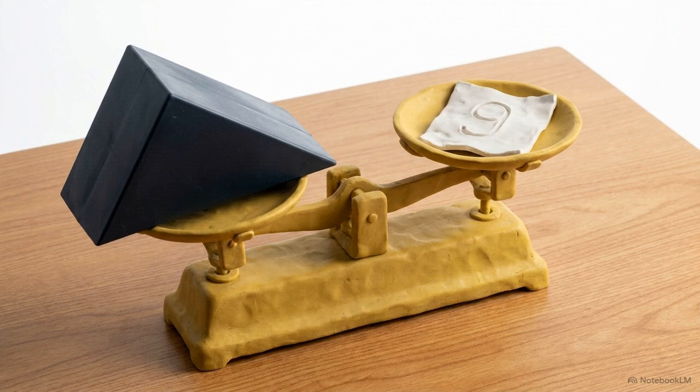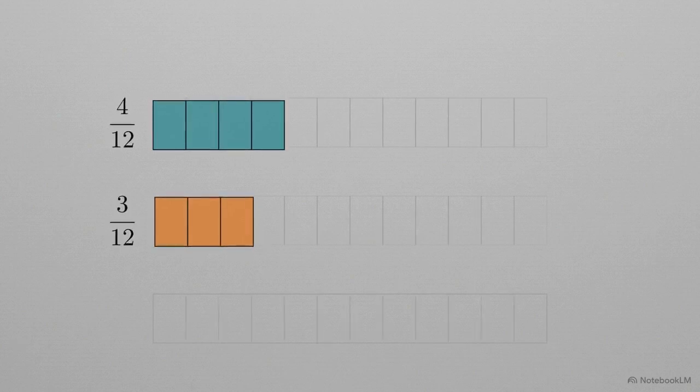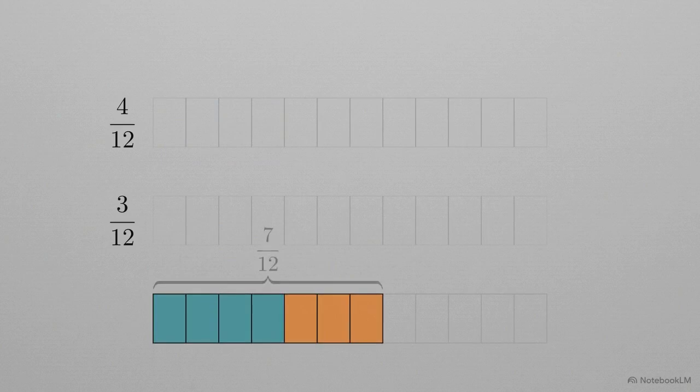A third slice and a quarter slice fail to form a uniform grid. You cannot add pieces of different sizes. Finding a lowest common multiple recuts the mismatched pieces into a smaller, uniform size. Once the pieces match, you combine and count the total.